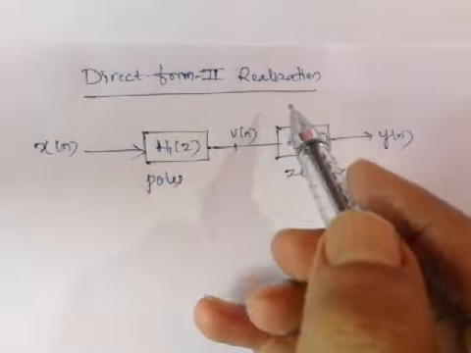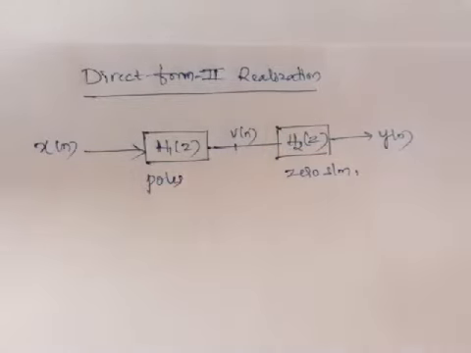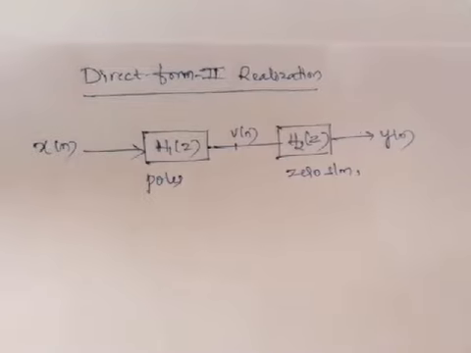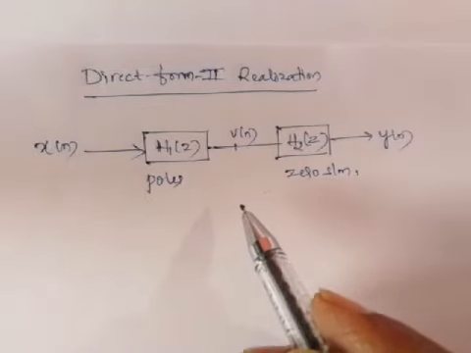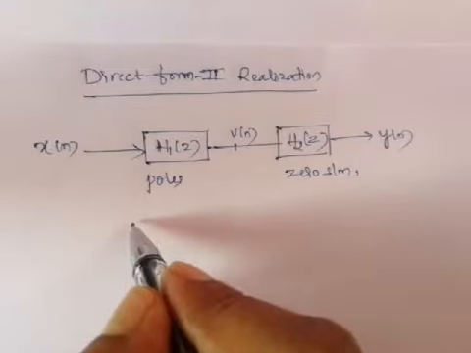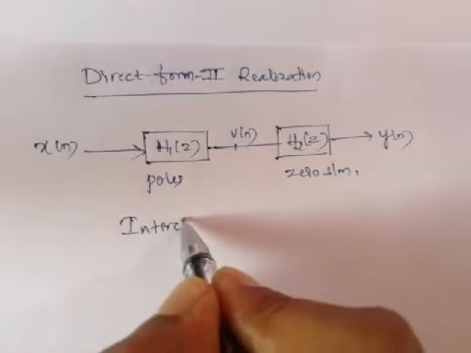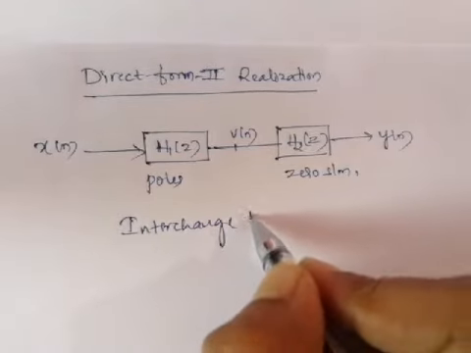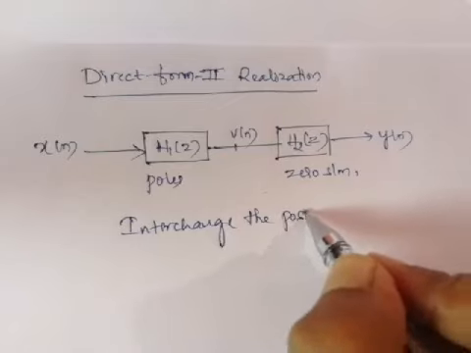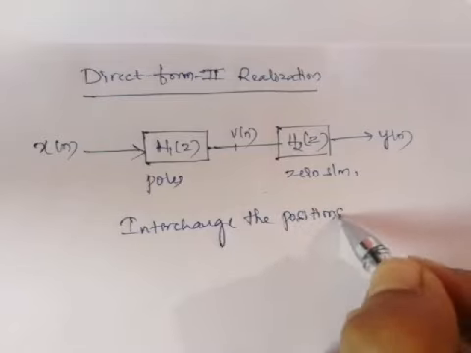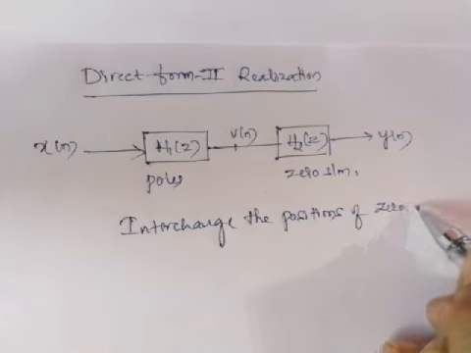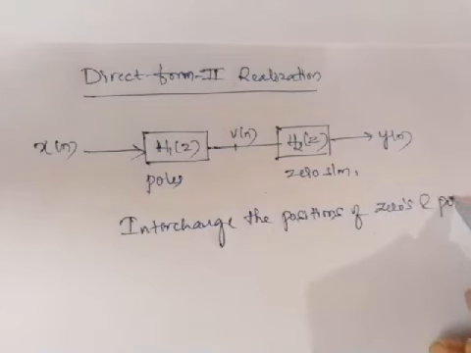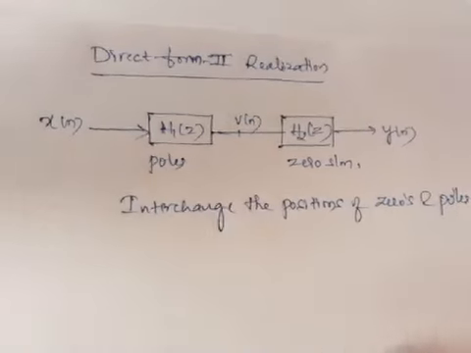The direct form 2 realization, same system function. If you want to realize in terms of direct form 2, in this case one change we have to make, that is interchange the positions of zeros and poles. This one we have to perform.